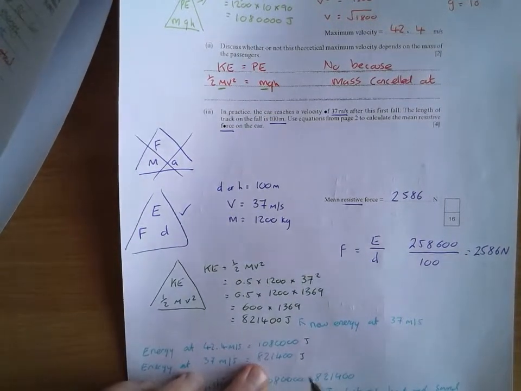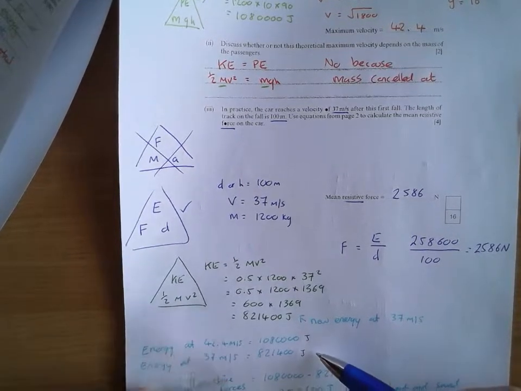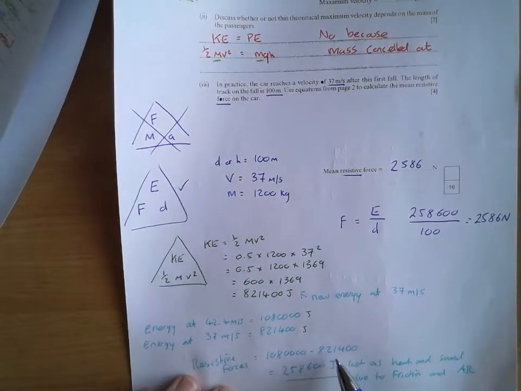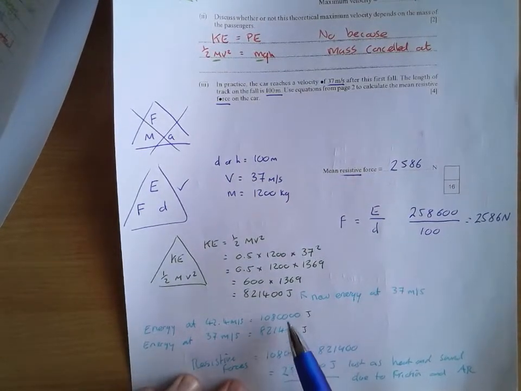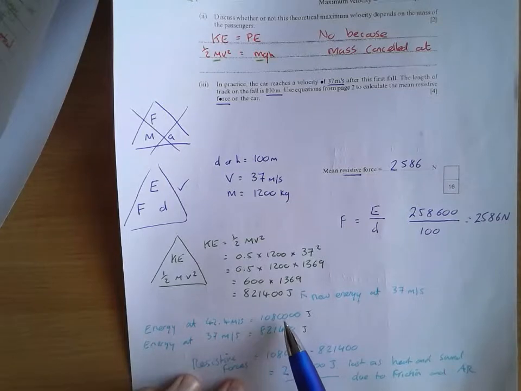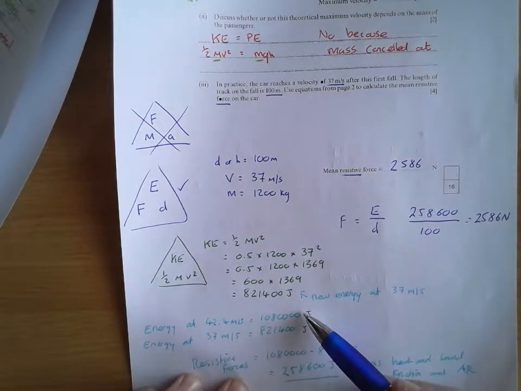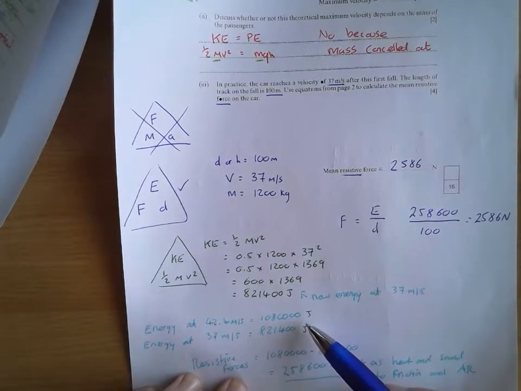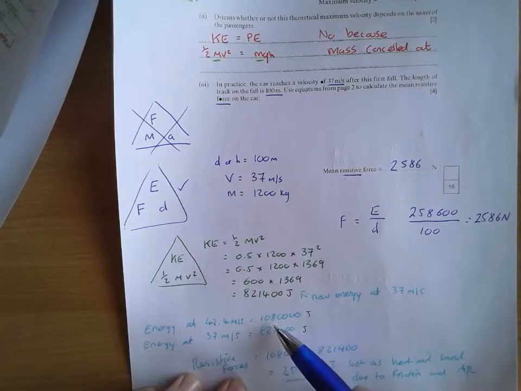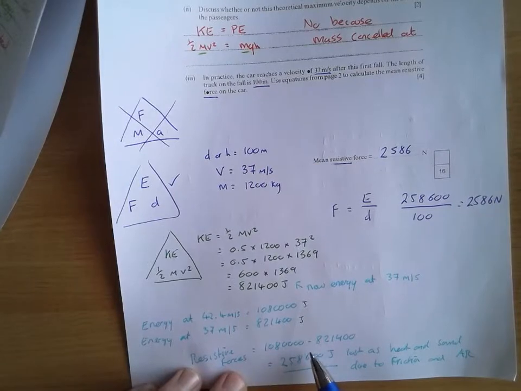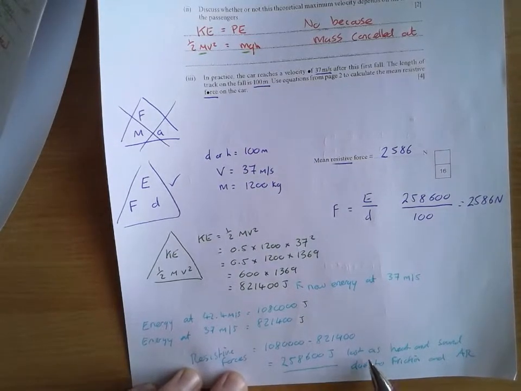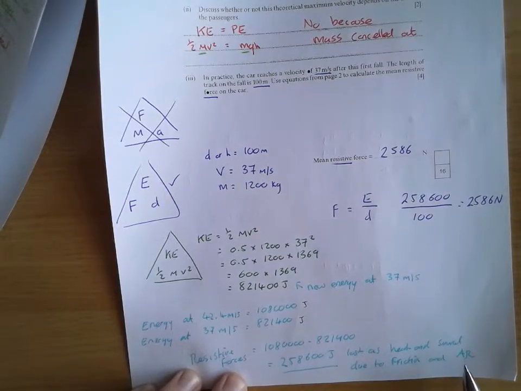So to find the frictional, the resistive force, I need to take one away from the other. My resistive forces are the difference between them, because this energy is being put in to make it move. I need to find the energy that's being lost, and to do that, I take one from the other. So I come out with a new figure of 258,600 joules, lost as heat and sound due to friction and air resistance.